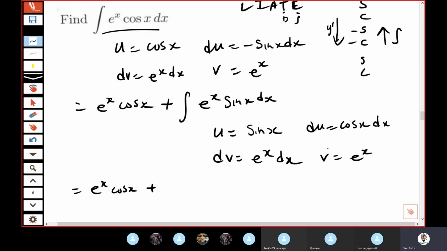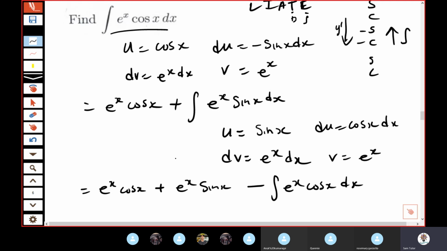Plus, now you do by parts again, twice, right? So it's going to be e^x sine x minus the integral of e^x cos x. Now you're like, oh, what the heck? Now I'm back to the same problem I had here again. So you're not going to do by parts again, because if you do, you're going to end up with this result, and you're going to keep being here all day long.